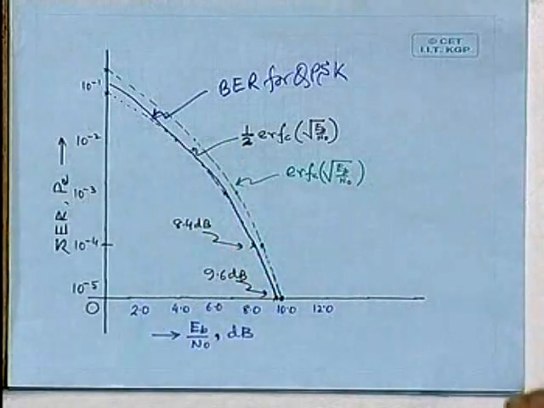That's what we found: between the BER curve and the SER curve, there will be a half term. In the symbol error curve, it was only erfc root over Eb/N0. In the bit error rate curve, there will be a half, because each symbol carries 2 bits, and one symbol error means one bit error.